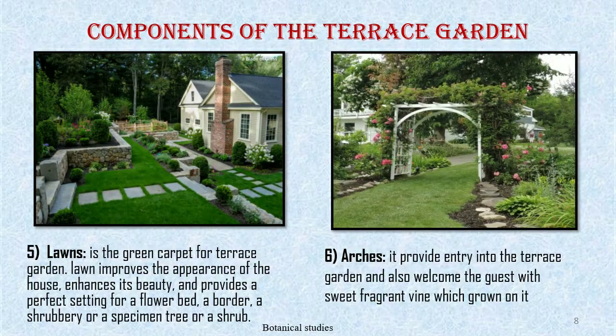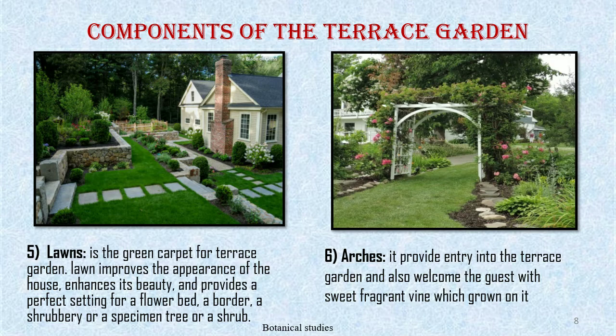Fifth, lawns. Lawn is the green carpet for terrace garden. Lawn improves the appearance of the house, enhances its beauty, and provides a perfect setting for a flower bed, a border, a shrubbery, or a specimen tree.